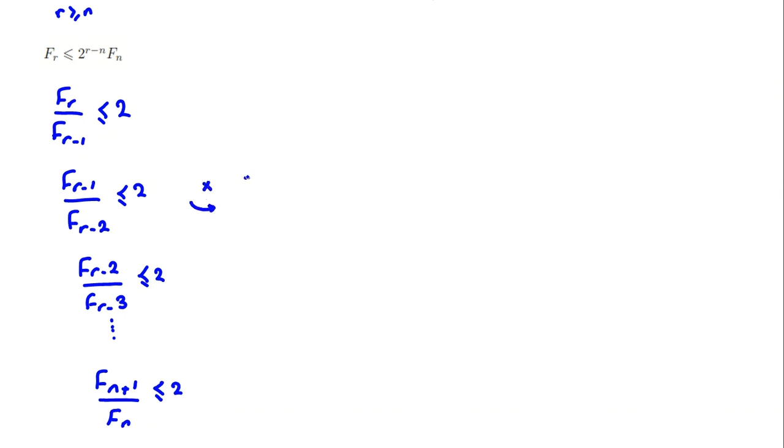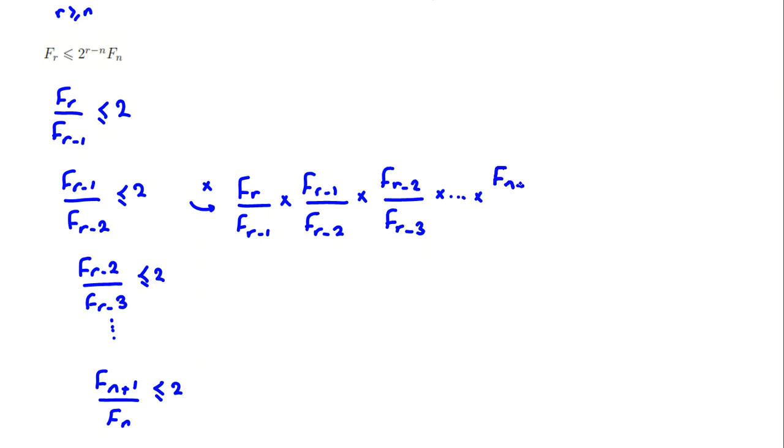Now, if you multiply all of them, it will be f(r-1) times f(r-1)/f(r-2) times f(r-2)/f(r-3) times f(n+1)/f(n), which is less than or equal to 2 to the power of what? Look, from r minus 1 to n, you can say last term minus first term plus 1. It will be n minus (r minus 1) plus 1.